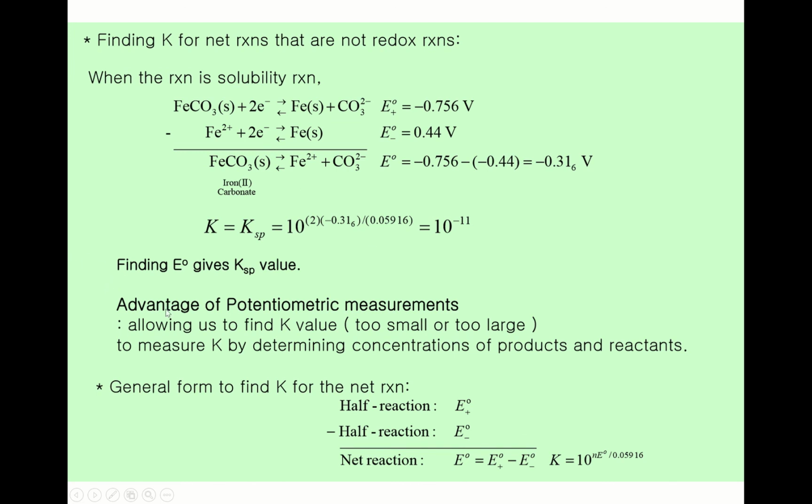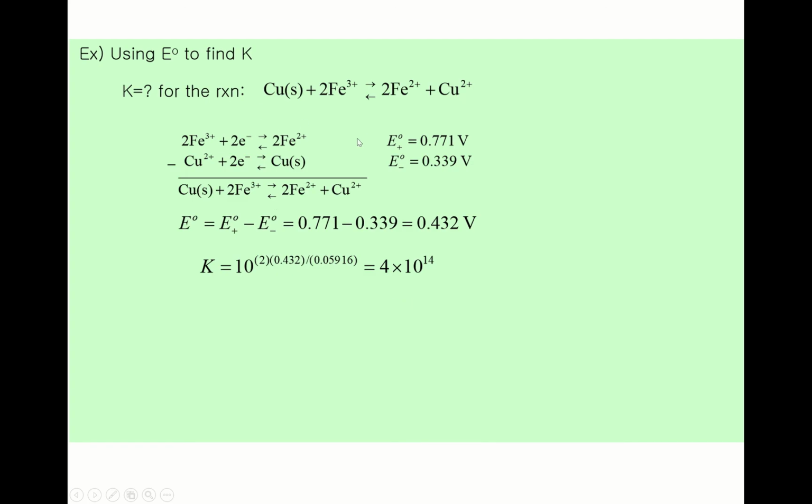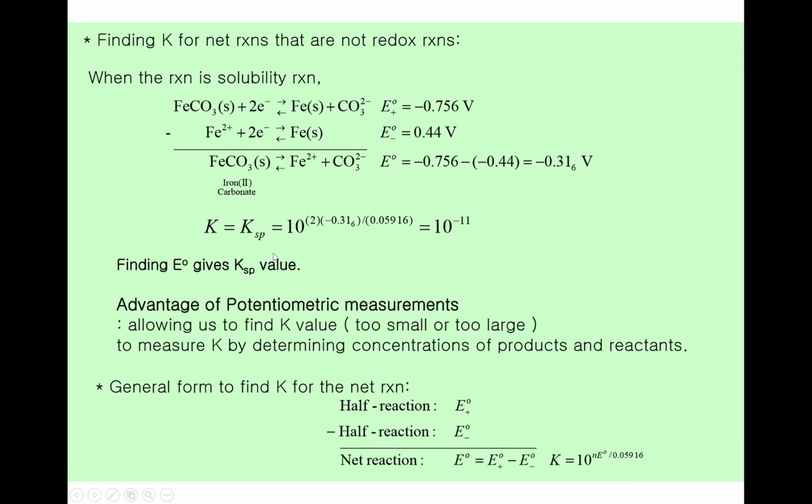An advantage of potentiometric measurement is that it allows us to find K values that are too small or too large. In this case, K is too small, and it is very difficult to chemically obtain the KSP. In the previous example, K was too large, and it is also very difficult to chemically obtain this equilibrium constant. But electrochemically, it is easy. If you know the electrochemical principles, it is rather easy to calculate this equilibrium constant.